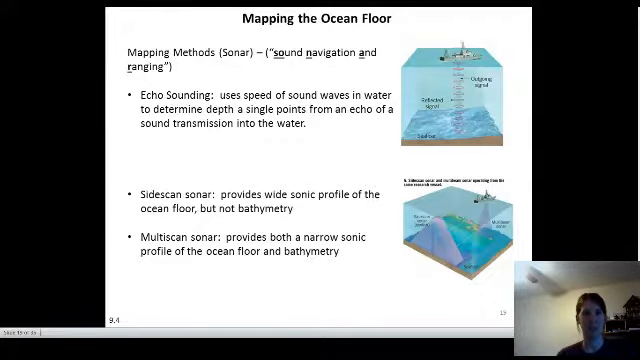A side scan sonar provides a wide sonic profile of the ocean floor, but not bathymetry. So it won't give us that topographic relief. A multibeam sonar will provide both a narrow sonic profile of the ocean floor and bathymetry.